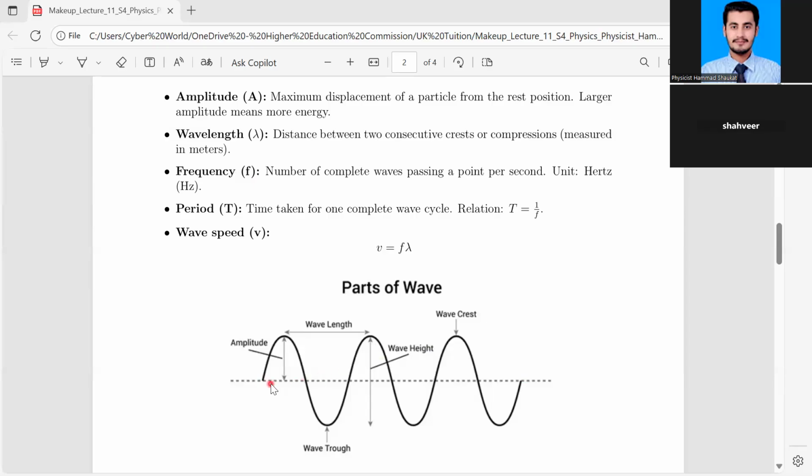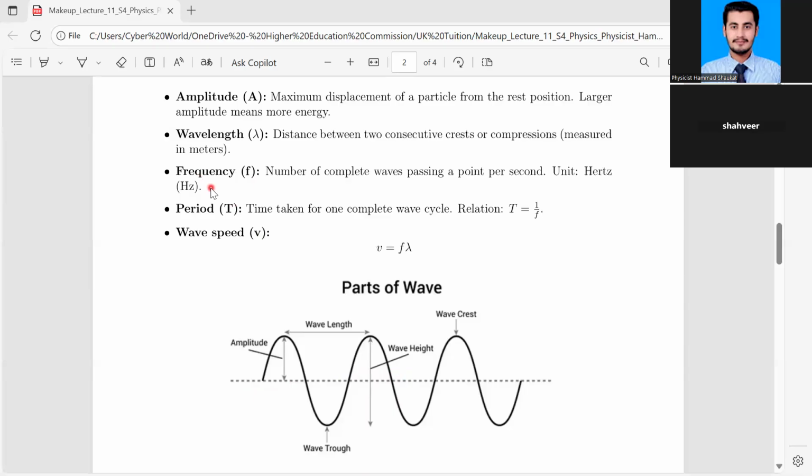And let's suppose from this position to this position is 1 second. Now can you tell me what the frequency is? 2, yes. Why 2? Because in 1 second, only two wave cycles are completed. So how many wave cycles complete in 1 second is known as the frequency.